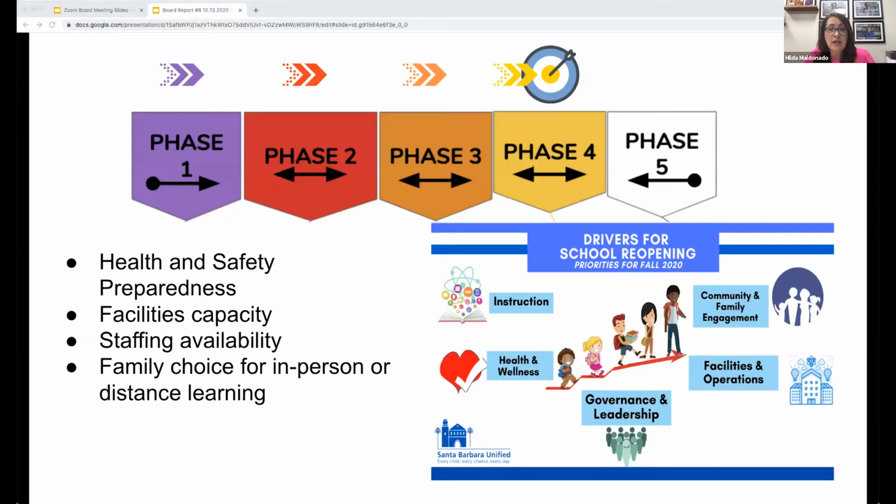Balancing all those key areas is important to our decision-making and preparation. And we need to have all of them happen in rhythm and in conjunction with each other. We can't take one away from the other as we make our decision. So with that, I'd like to turn it over to Dr. Vecchio to get us started on the topic of staffing of both health, safety, preparedness, and staffing availability.